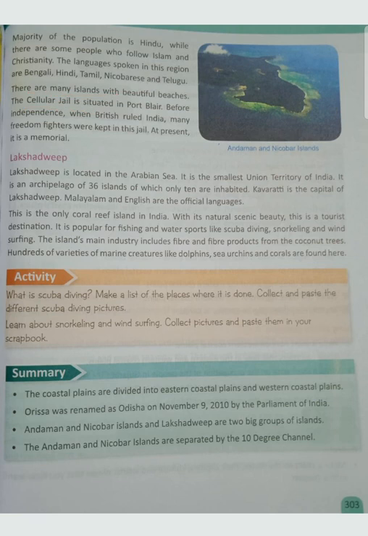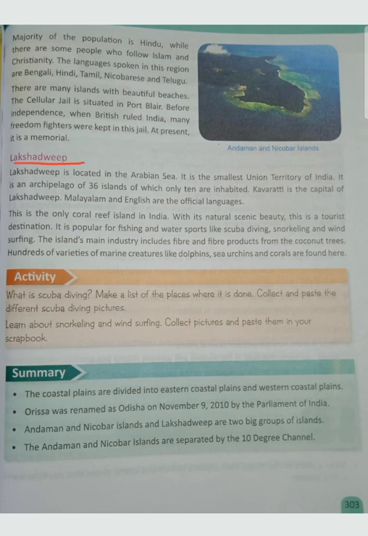The Cellular Jail, this is important, is situated in Port Blair. Port Blair is the capital of the Andaman and Nicobar Islands, isn't it? Before independence, when the British ruled India, many freedom fighters were kept in this jail. At present, it is a memorial. So when the Britishers were ruling India, all the freedom fighters were kept in this jail, the Cellular Jail. Now it has become a memorial.